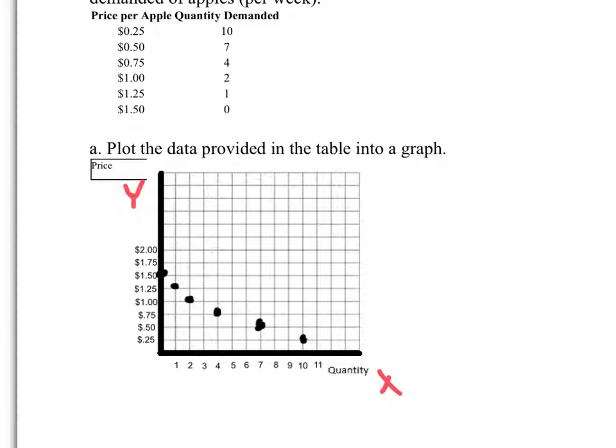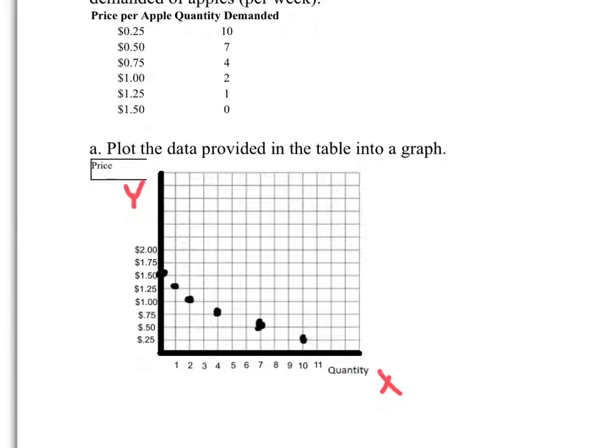And I've gone ahead and filled in the different prices, so you can see, that's what I'm trying to show you right here. I filled in the prices, and so $2 is equivalent to that line on the graph, $1.75 is equivalent to that line, and then 1 pound of apples or 1 apple would be equivalent to this line on the graph, and 2 on this line, and so on and so forth. I kind of already went through, and as you can see, I plotted out the points.